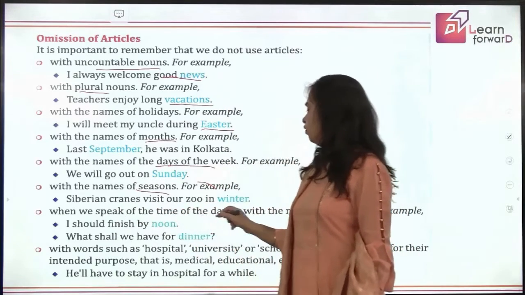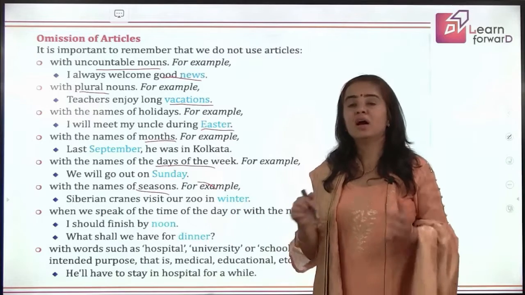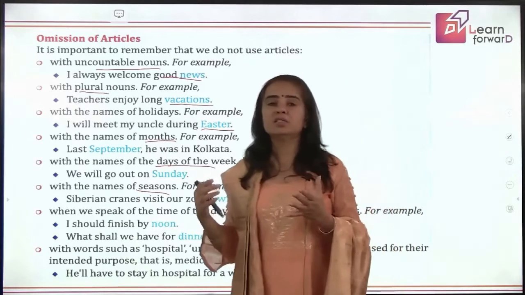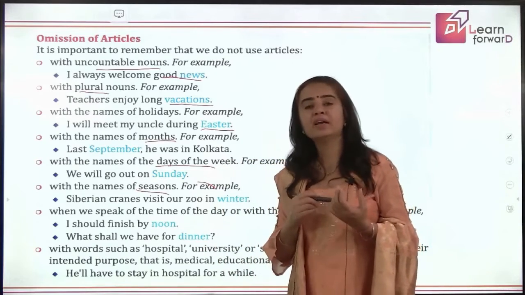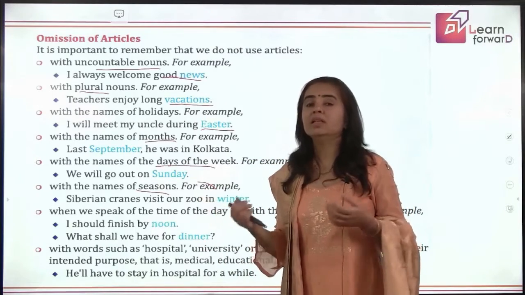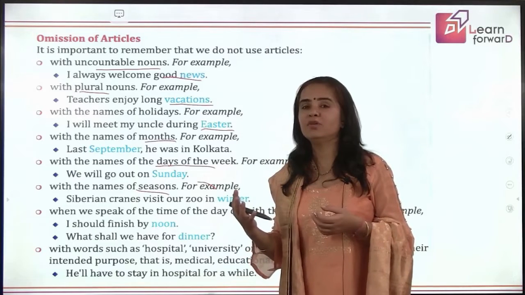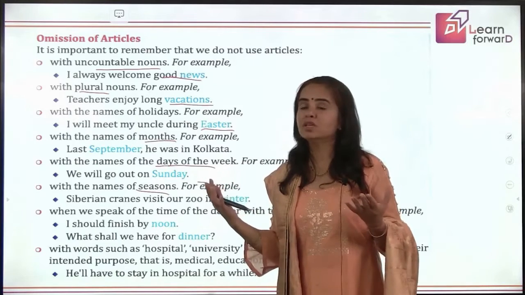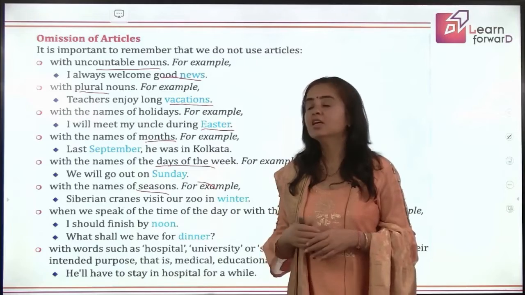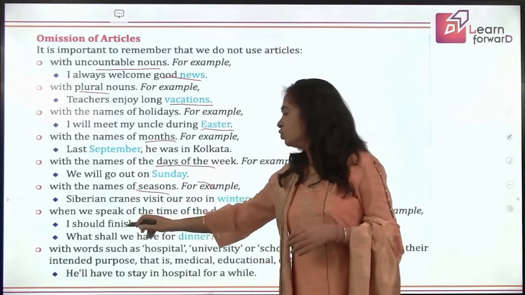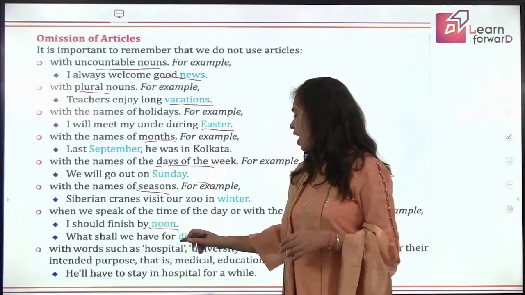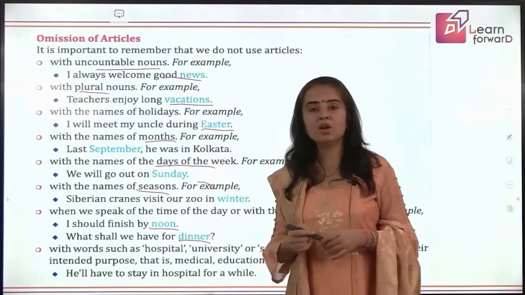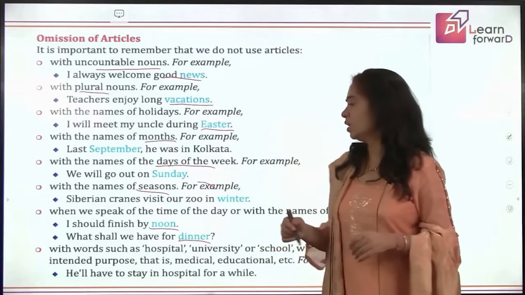When we speak of the time of the day, while using articles, we have learned that for morning, we say in the morning, but we say at night. We don't use the there. Then we say in the evening, in the afternoon, but we do not use it with dawn, dusk, right? So you have to remember, I should finish by noon. I'll not use the here. What shall we have for dinner? That is the meal of a day, so we don't use any article there also.